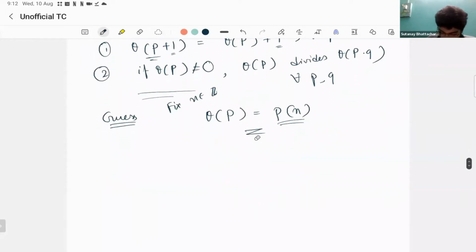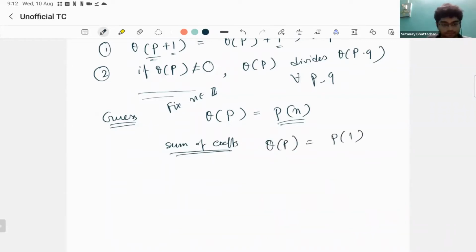This is fairly obvious. And as someone else mentioned, the sum of coefficients is also a valid function, but that is actually the special case p evaluated at 1. So this is really just a subcase of this. So yeah, that's a good guess. Now we have to prove it. That's usually the hard part.